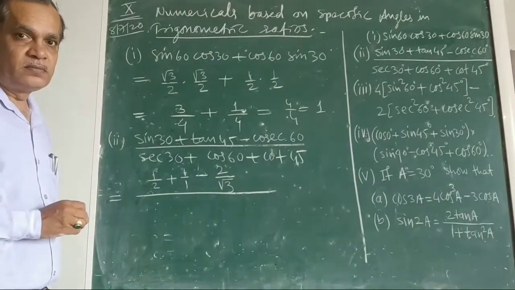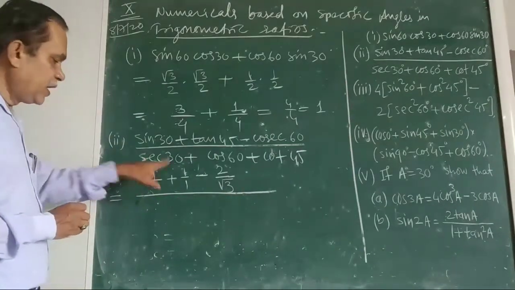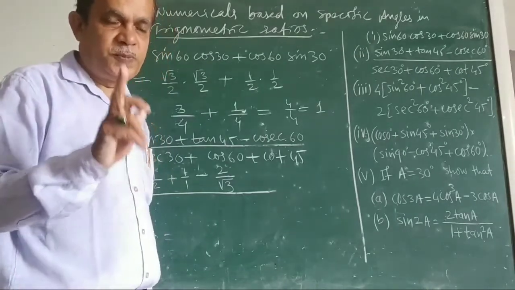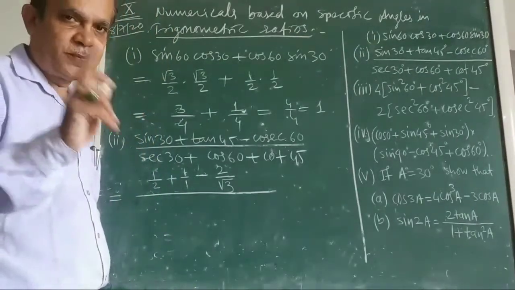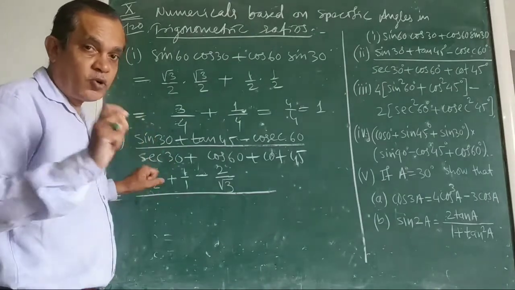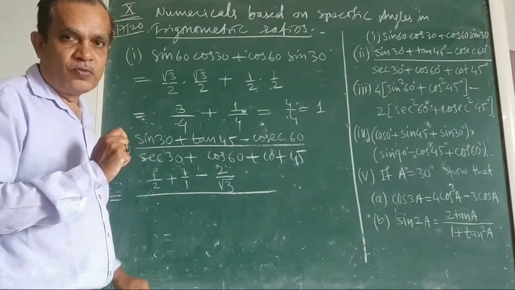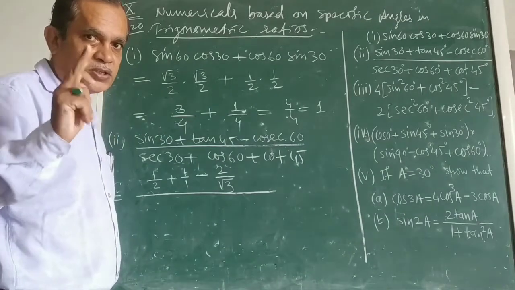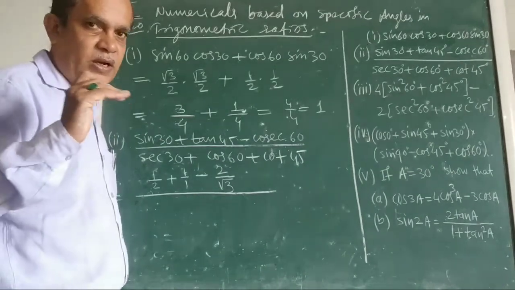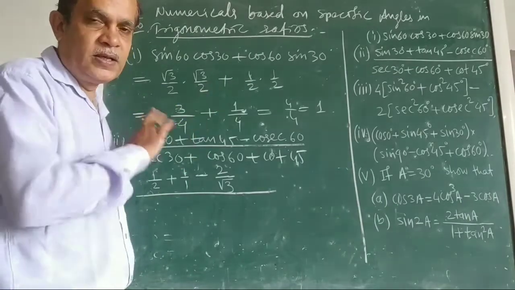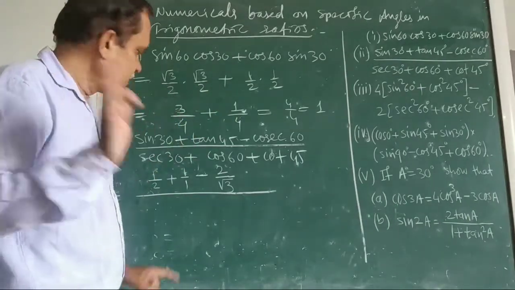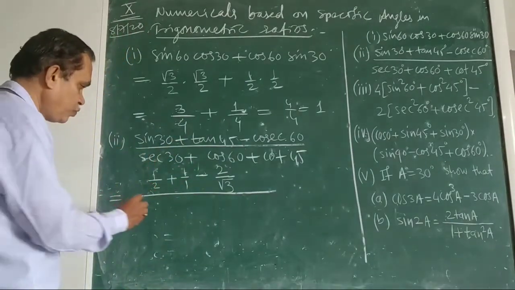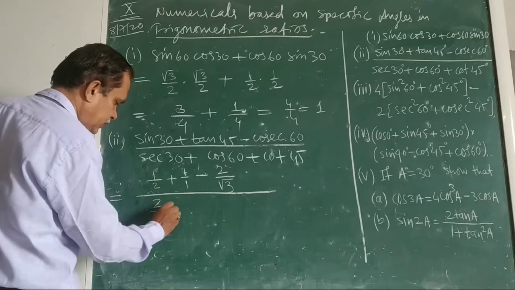Neatness is required. Now sec 30. Sec is the reciprocal of cos, and cos 30 you know is root 3 upon 2. So sec 30 is 2 upon root 3. See students, unless we speak ourselves and involve ourselves willingly, I am very sorry, each simple example becomes difficult for you. So this is again 2 upon root 3.